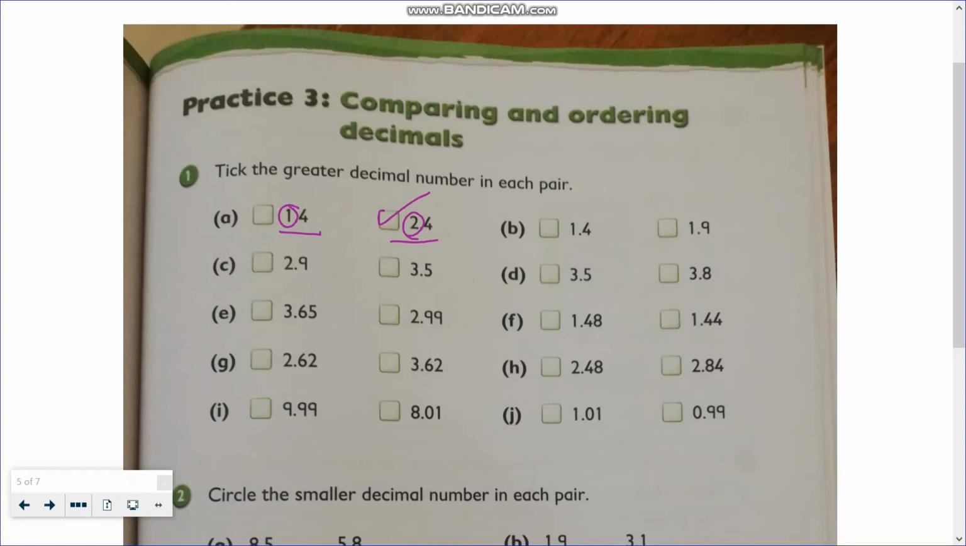For letter B, which one is greater? 1.4 or 1.9? So we have the same whole number part, which is 1. So look at the tenths place. So here the tenths is 4 and here the tenths is 9. So 9 is greater than 4. So this one is greater.